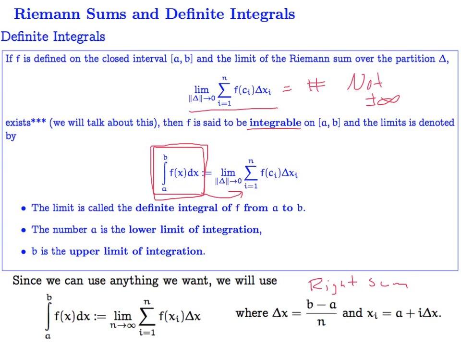That's all it means. And we're going to give this thing a special name. It's going to be called the definite integral of f from a to b. The number a is going to be called the lower limit of integration, and b will be called the upper limit of integration. So every time you see these symbols from now on, just think to yourself, oh, I've got to compute that right sum. That's what I have to do, and I'm going to get myself a number.